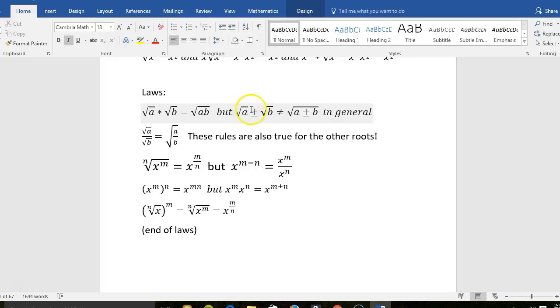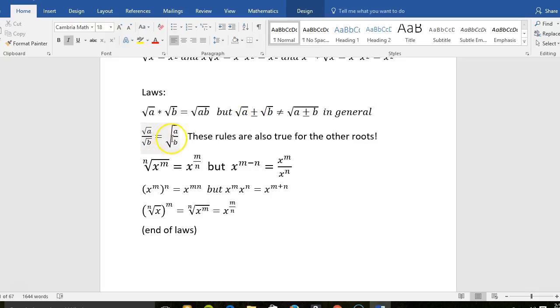So now, what do I mean by this sign right here? See this plus or minus symbol? That means if you choose plus here, you have to choose plus here. And if you choose minus right here, you have to choose minus right here. So this means plus or minus. And this also means plus or minus. Like radical a plus radical b does not usually equal the radical of a plus b, and radical a minus radical b does not usually equal the radical of a minus b. This means plus or minus, okay? So that's just a little notation for you.